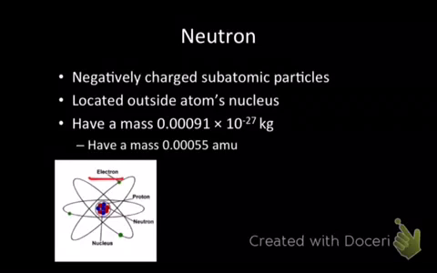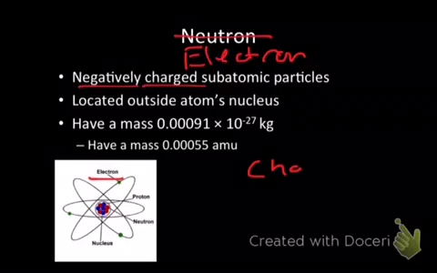Oh, I'm sorry. So this up here should not say neutron, this should say electron. Anyway, so our electron, this is really where all the interesting stuff happens, where the chemistry is going to go down through electrons. And electrons are negatively charged subatomic particles. They're located outside of the atom's nucleus, but we'll talk about that in a second.